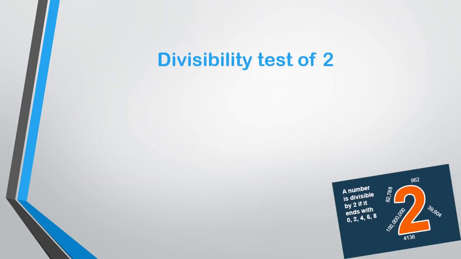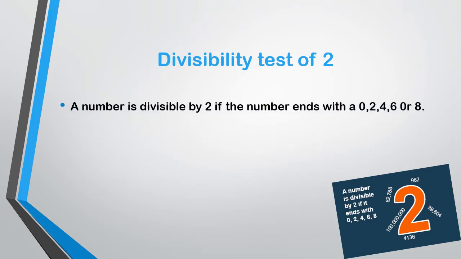So now we are going to learn about the divisibility test of 2. A number is divisible by 2 if the number ends with 0, 2, 4, 6 or 8. That means if the last digit is 0, 2, 4, 6 or 8, that number is divisible by 2. We'll see some examples. 8. Okay, 8 is in the list, so 8 is divisible by 2.